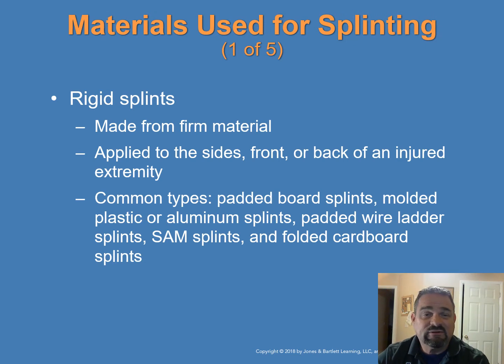All right, some material for splints. Rigid splints are made from any kind of firm material. It can be a piece of wood, it can be a piece of plastic, it can be a rolled up magazine, it could be anything. And it's applied to the sides, the front, the back of an injured extremity. These are your common types. You can see these in your book, whether they're padded board splints, molded plastic, aluminum. There's lots of different types.